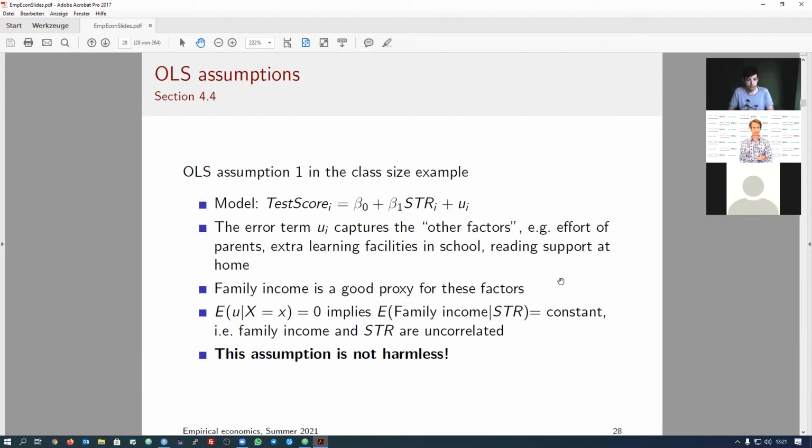And if this assumption, assumption 1 of our 3 assumptions, doesn't hold, then we cannot really say anything valid with our regression models. We always need to make sure that this assumption holds.